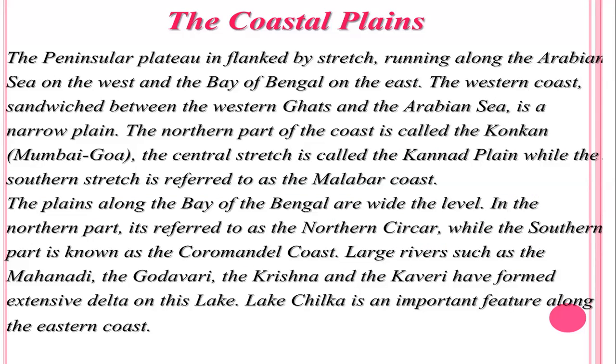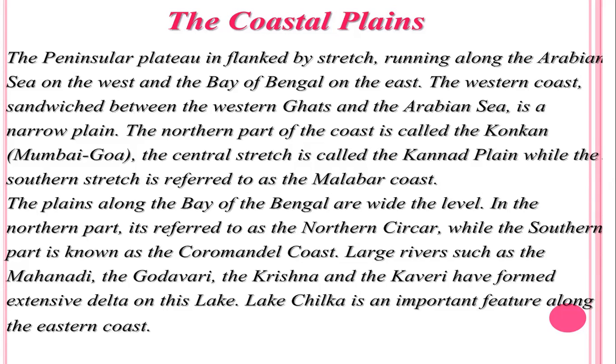The coastal plains. The Peninsula Plateau is flanked by stretches running along the Arabian Sea on the west and Bay of Bengal on the east. The western coast is sandwiched between the Western Ghats and the Arabian Sea, and it is a narrow plain. The northern part of that coast is called the Konkan coast. The central stretch is called the Kannad plain, while the southern stretch is referred to as the Malabar coast.